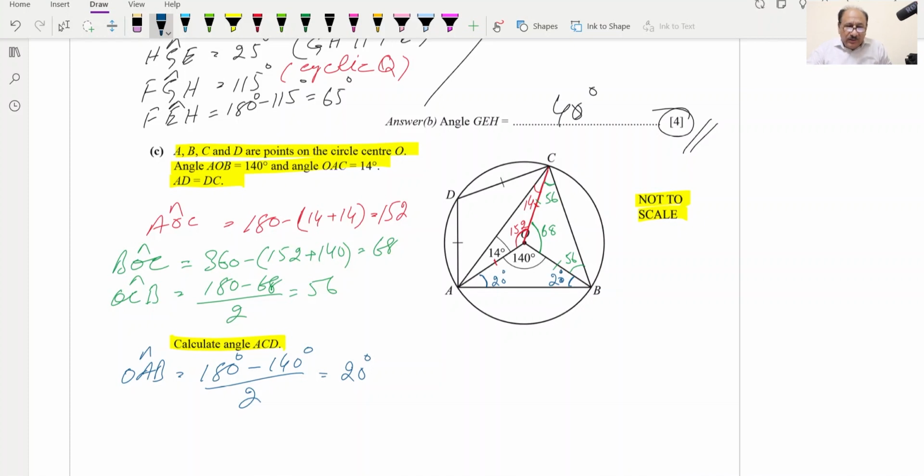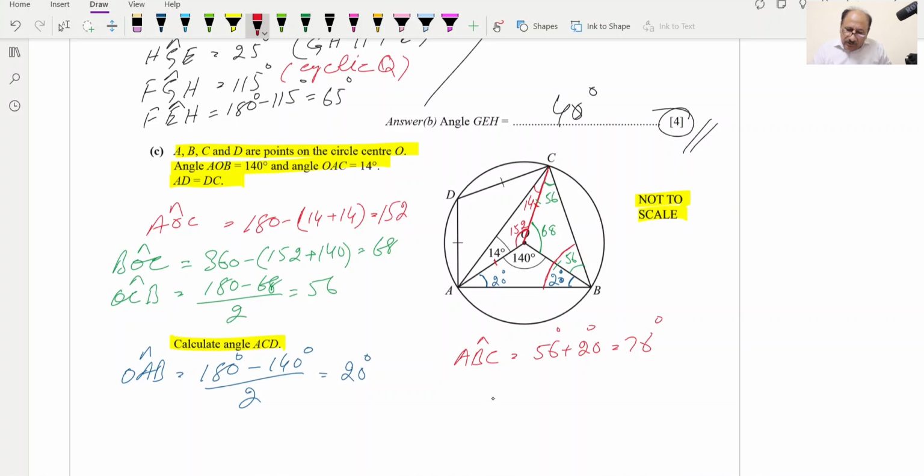Now we can understand basically which angle ACD is required. Now we can understand this angle. Basically this angle is how much? Angle ABC. So we can write ABC angle is equal to 56 plus 20, which is equal to 76.